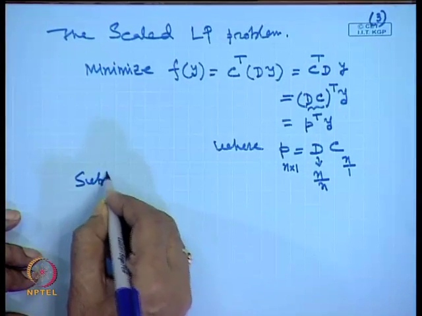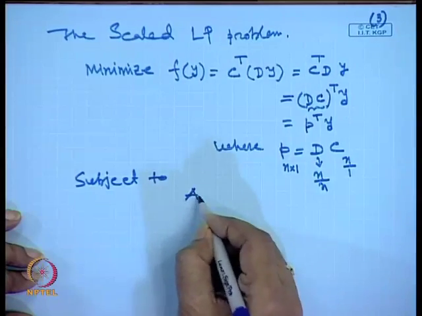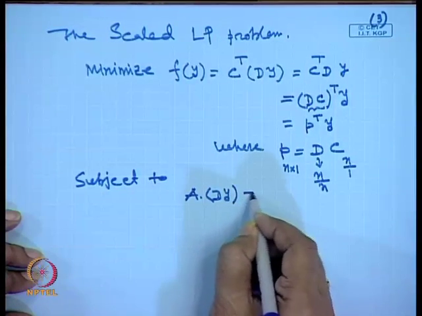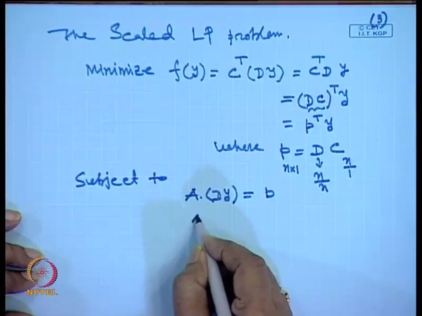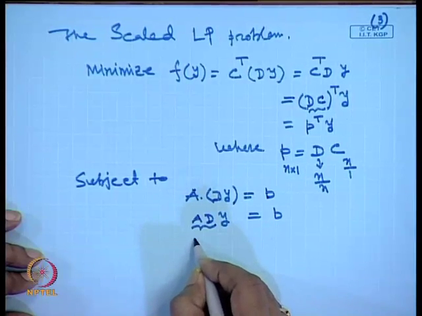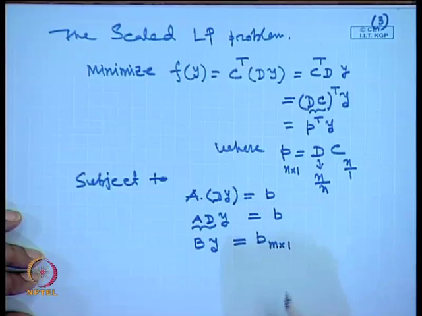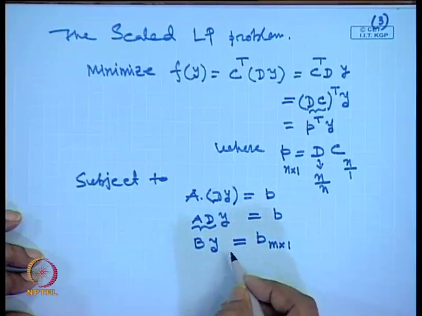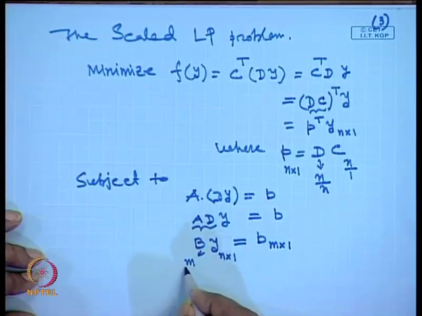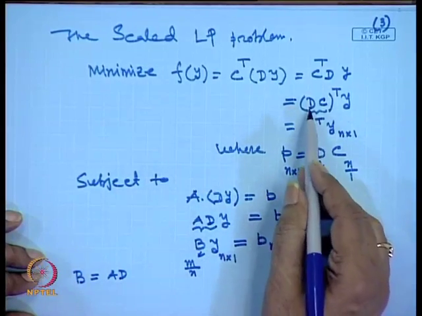Subject to A x equals b, that is the standard LP problem. Now A x I have converted into the transformed domain, that is A into d y equals b. So, I denote A into d as capital B, so B y equals b, and that dimension is m cross 1. The y dimension is n cross 1, and here also n cross 1. Naturally, the dimension of B is m cross n. So, our B is equal to A into d, and p is equal to d into c.